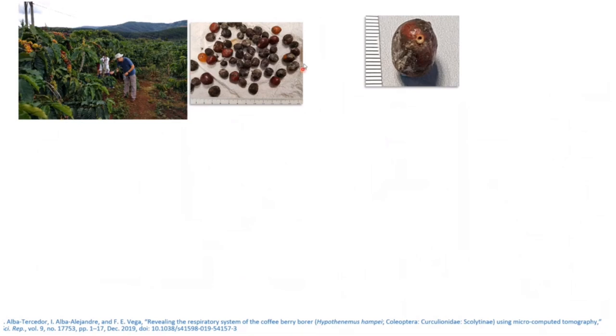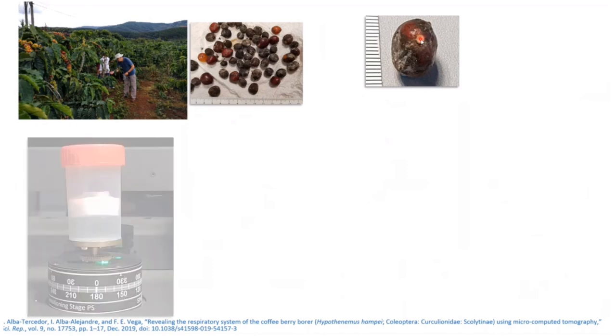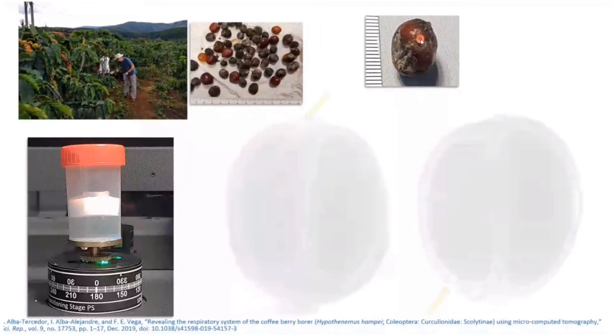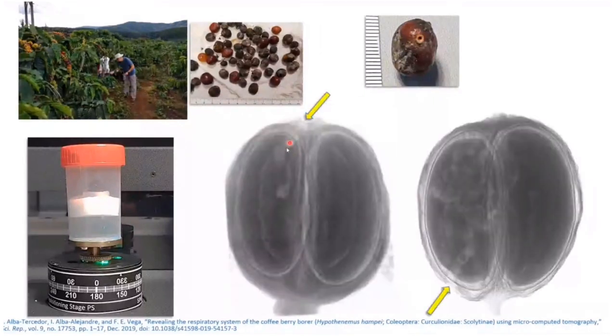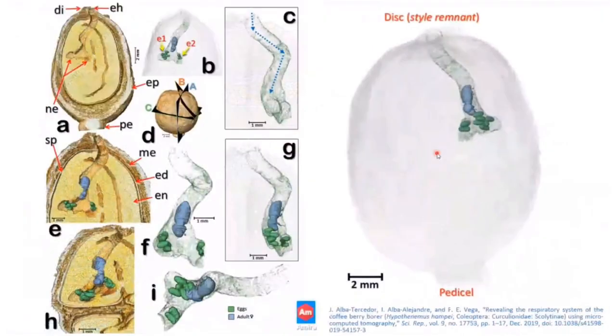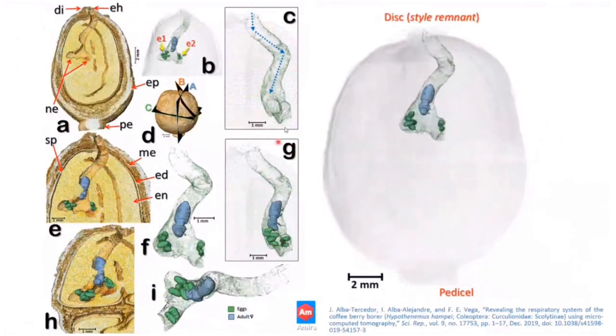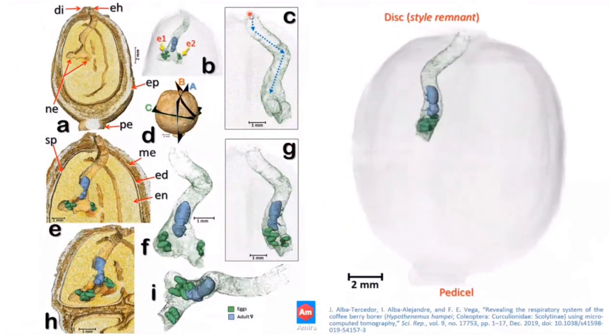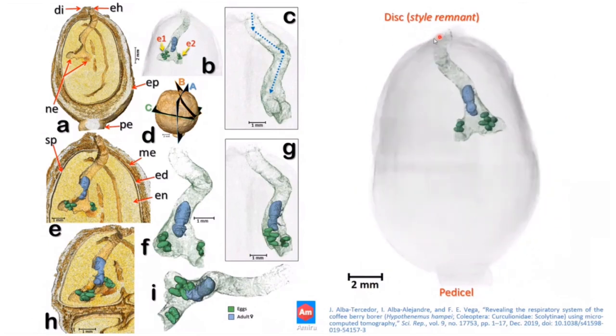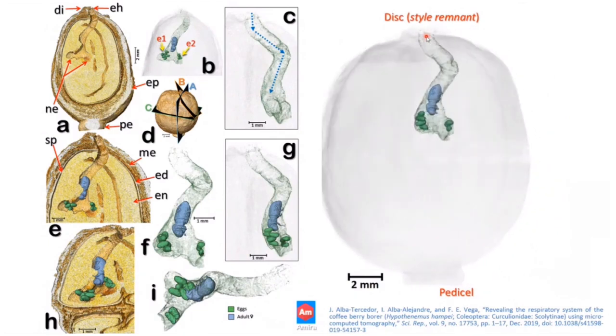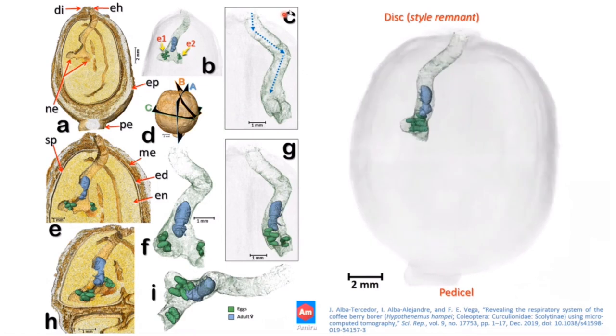We collect the coffee berries, and those with a hole signal that they have been colonized by this beetle. We studied them through X-ray, and we observed here the entry tunnel of a pioneer female, and here something more complex, so it's older. So we could reconstruct everything. The most important thing is the pioneer female. Look at the tunnel. It's not straightforward. It's in a zigzag shape.